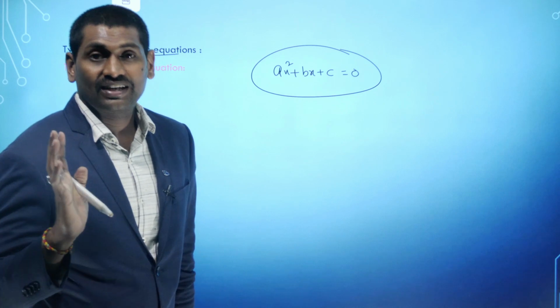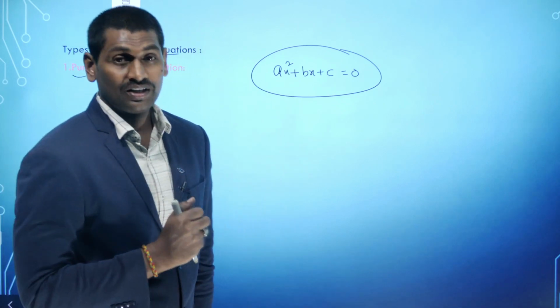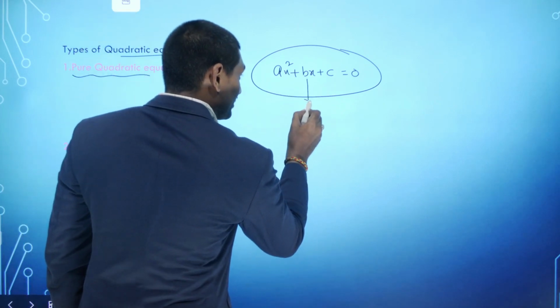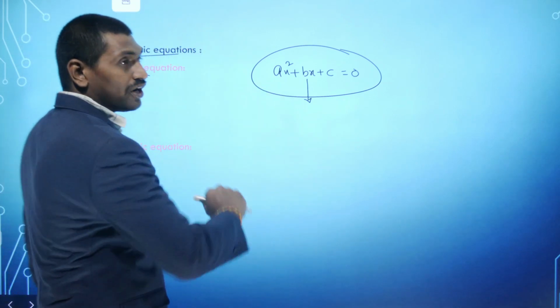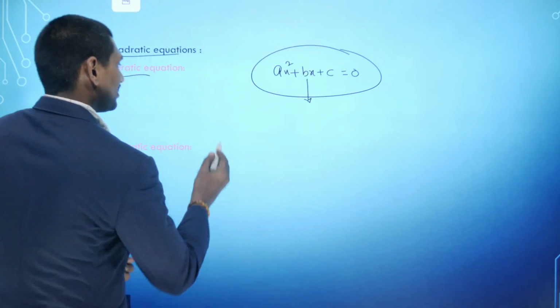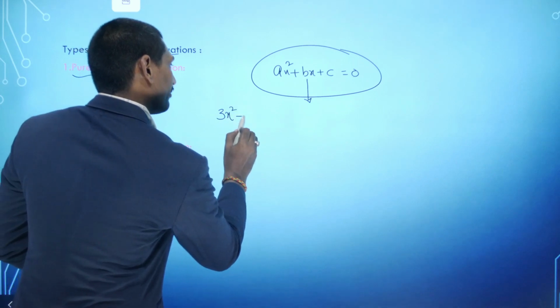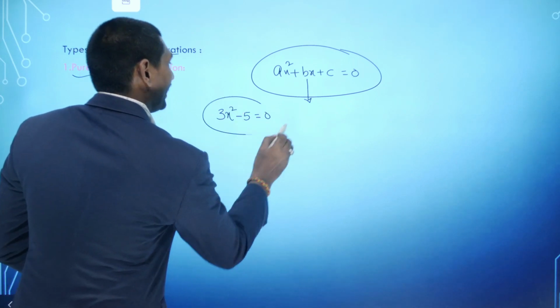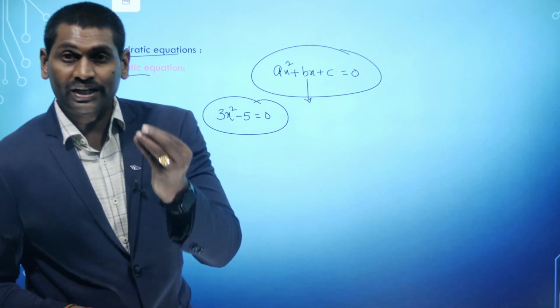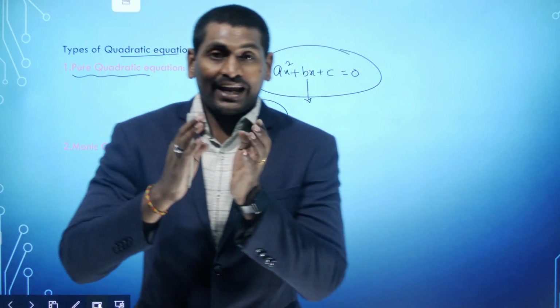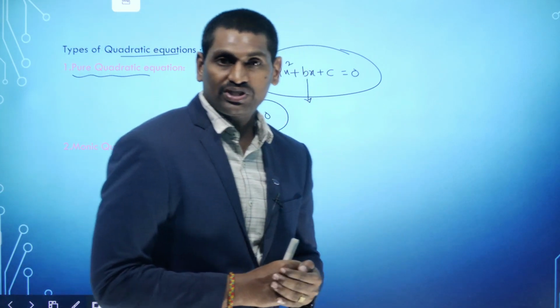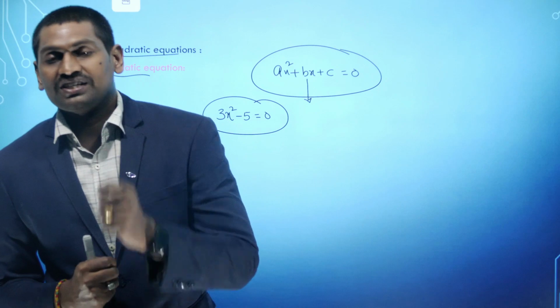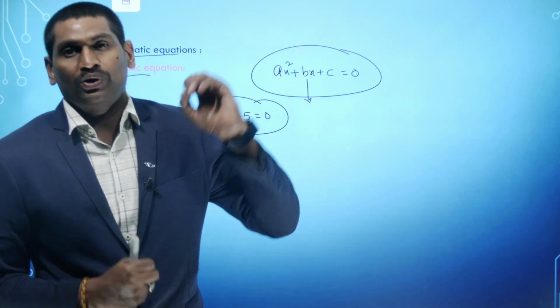So in case in this equation the x term is missing, that means the x term becomes 0, then such types of quadratic equations are called pure quadratic equations. That means 3x square minus 5 equals 0 is an example of a pure quadratic equation. Simply, in a quadratic equation, the coefficient of the x term becomes 0. Such types of equations are called pure quadratic equations.